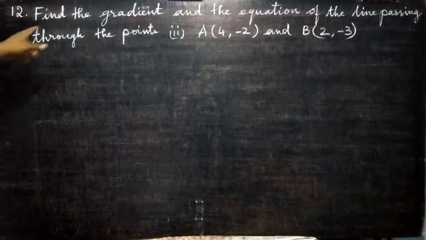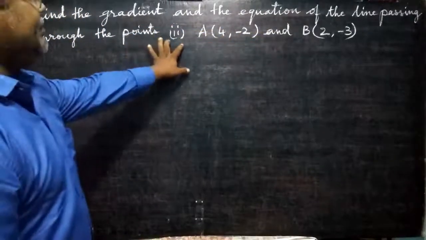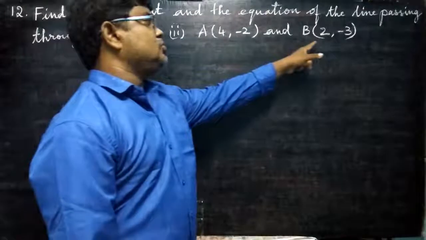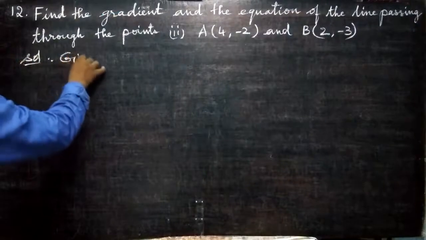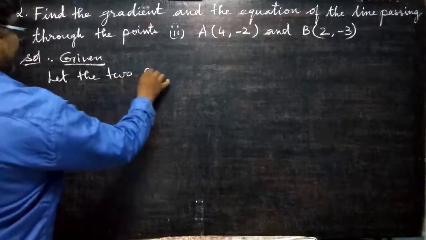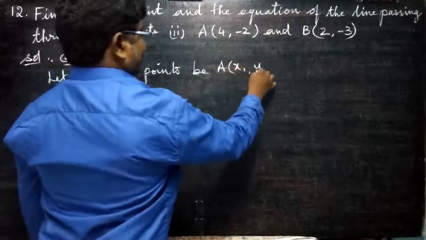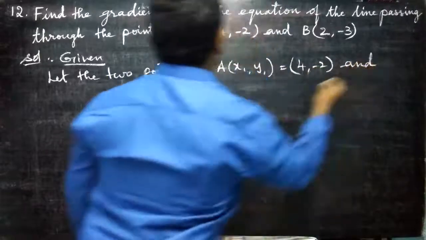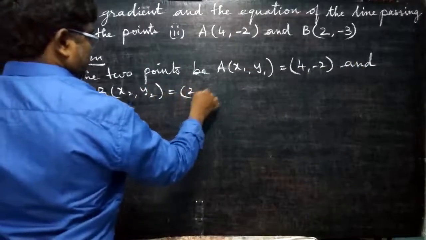12th problem. Find the gradient and the equation of a line passing through the points. Second bit I am doing. 2 points they have given. A x1 y1 as 4 comma minus 2 and B x2 y2 as 2 comma minus 3. So solution given. Let the 2 points be A x1 y1 is equal to 4 comma minus 2 and B x2 y2 is equal to 2 comma minus 3.